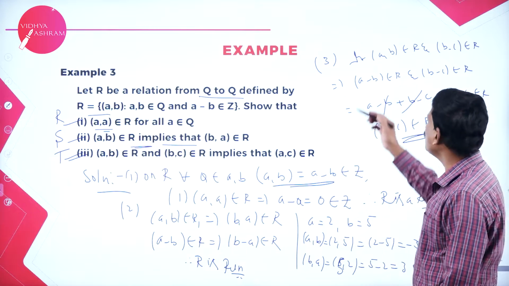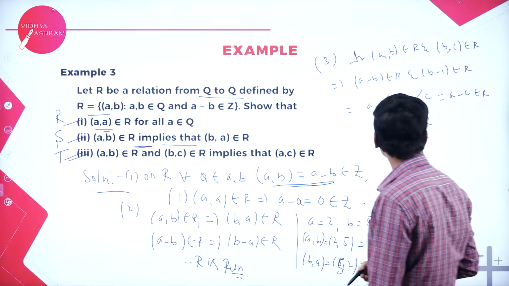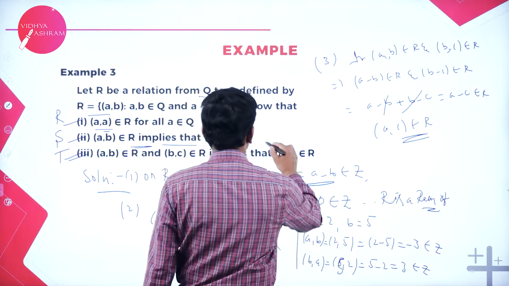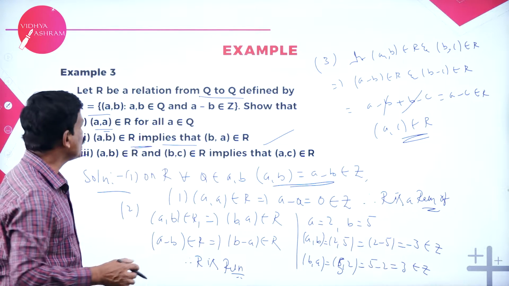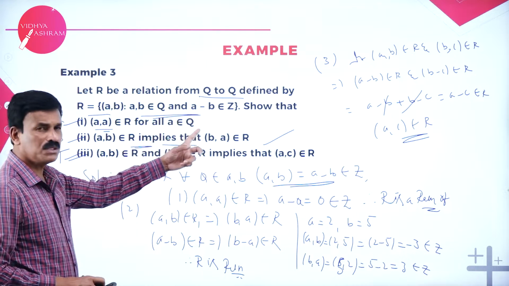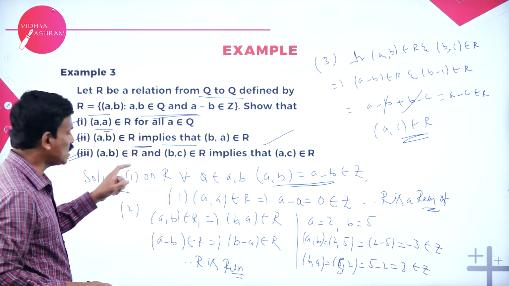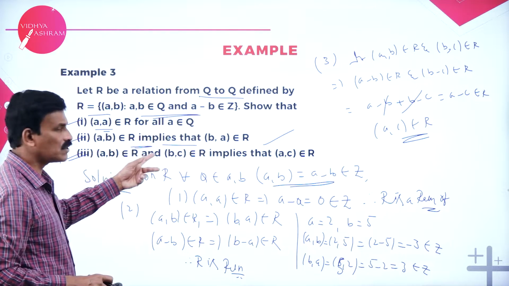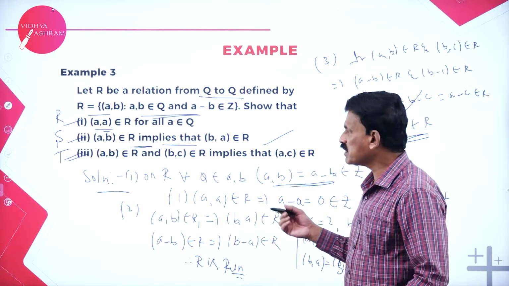So if (a, b) belongs to R and (b, c) belongs to R, then a minus b belongs to R and b minus c belongs to R, which implies (a, c) also belongs to R. Therefore, on the set of rational numbers Q, the relation defined by (a, b) is in R if a minus b belongs to Z satisfies the conditions: (a, a) belongs to R; (a, b) belongs to R implies (b, a) also belongs to R; and (a, b) and (b, c) belong to R implies (a, c) also belongs to R. That means it is reflexive, symmetric and transitive.